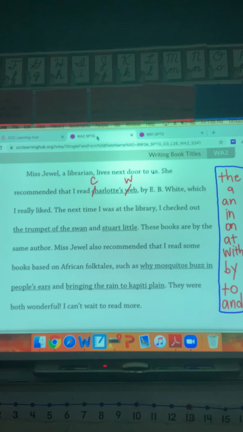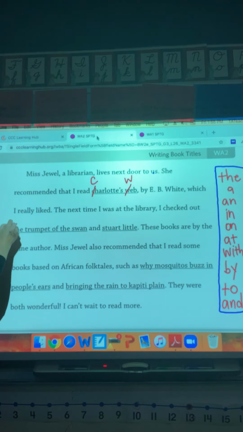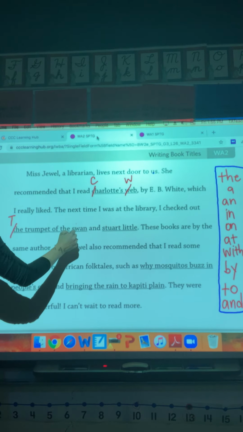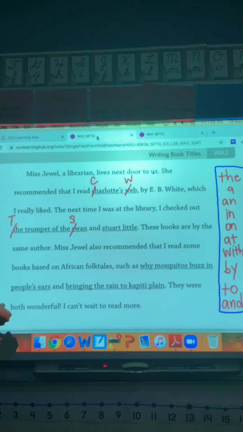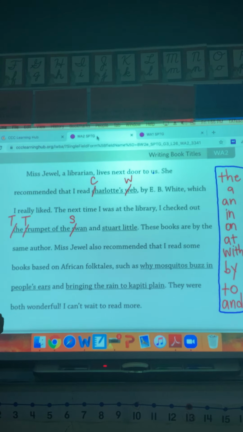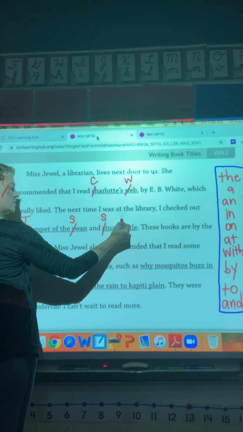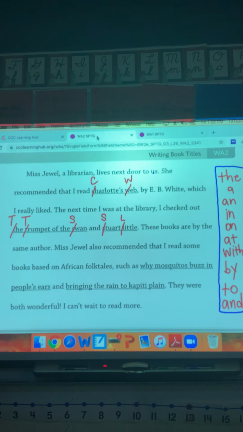The next time I was at the library, I checked out The Trumpet of the Swan and Stuart Little. All right, let's do this. First word has to be capitalized, always. Last word has to be capitalized, always. Trumpet is an important word. Of and the are non-important words, okay? They're going to stay lowercase. Let's look at this book, Stuart Little. There are only two words. First word, last word, Stuart Little. These books are by the same author.